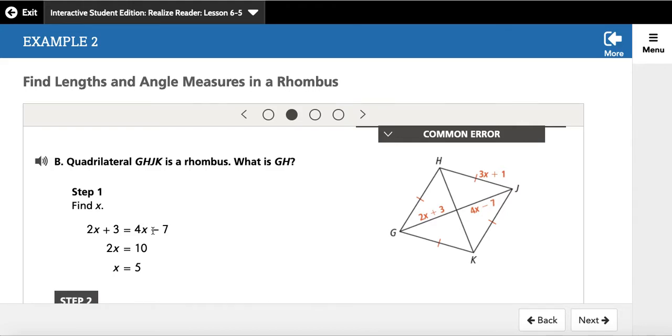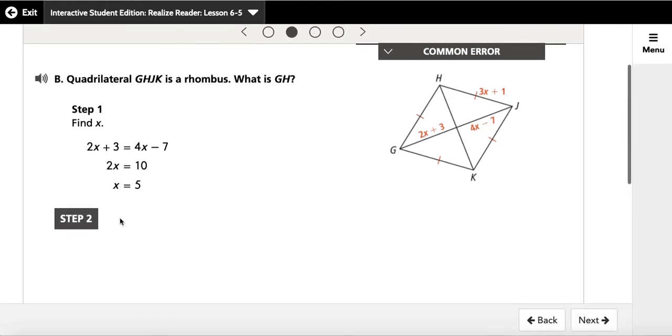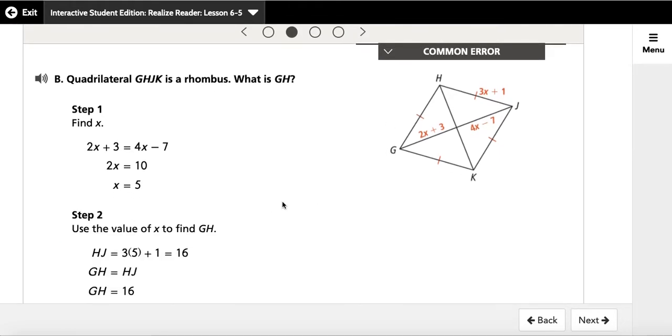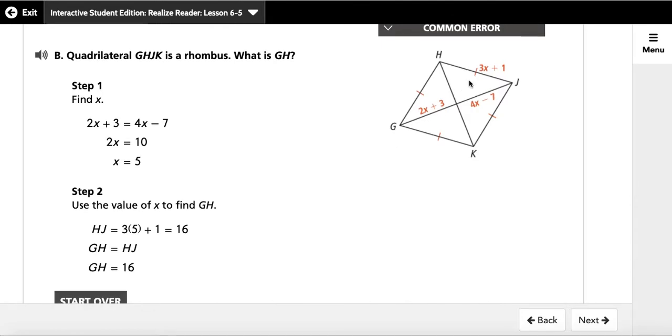They set it equal to each other. They solved for x. They got x is 5. Now that we know x is 5, we can plug 5 in here. 3 times 5 is 15. 15 plus 1 is 16. We know that's 16, and that's marked the same as this side, so the final answer is 16. 3 times 5 plus 1, 16. That means this one's also 16.